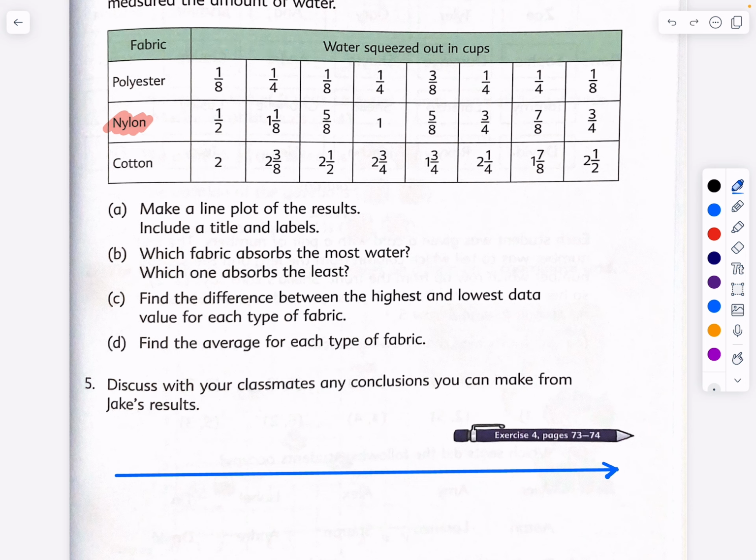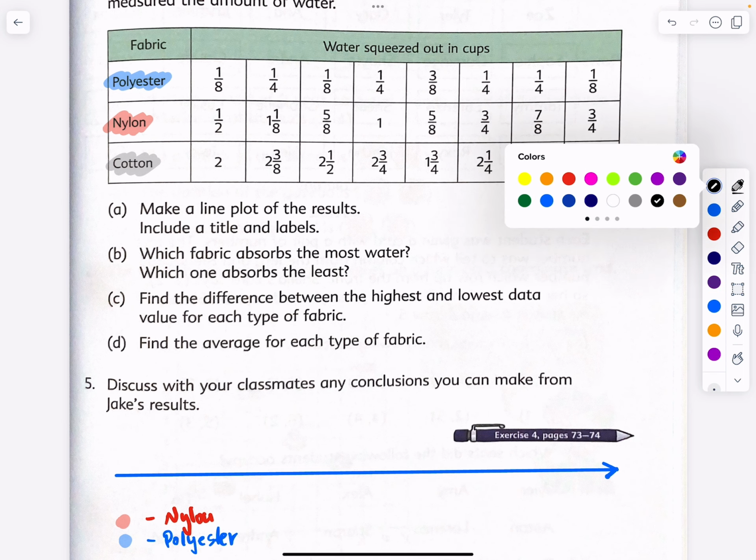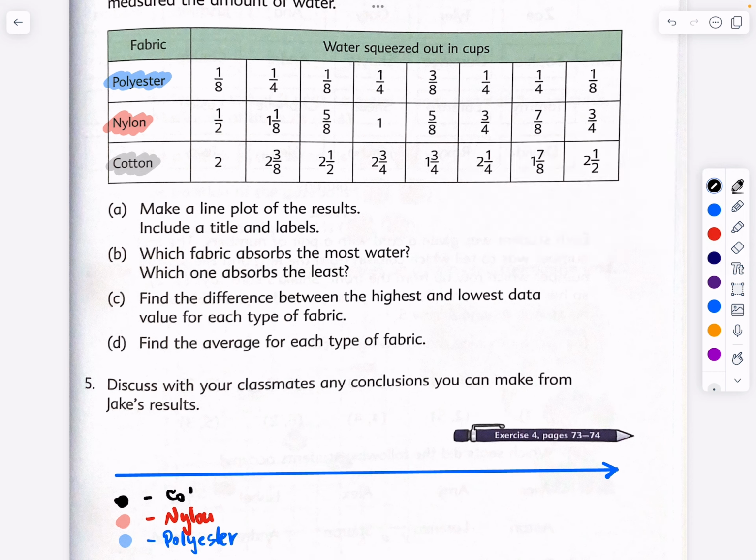And then we have polyester. So let's label it in blue. We can have polyester, and these would be our labels. So this is our nylon. Nylon dots will be in red and polyester dots will be in blue. And how about we make black dots for cotton values?